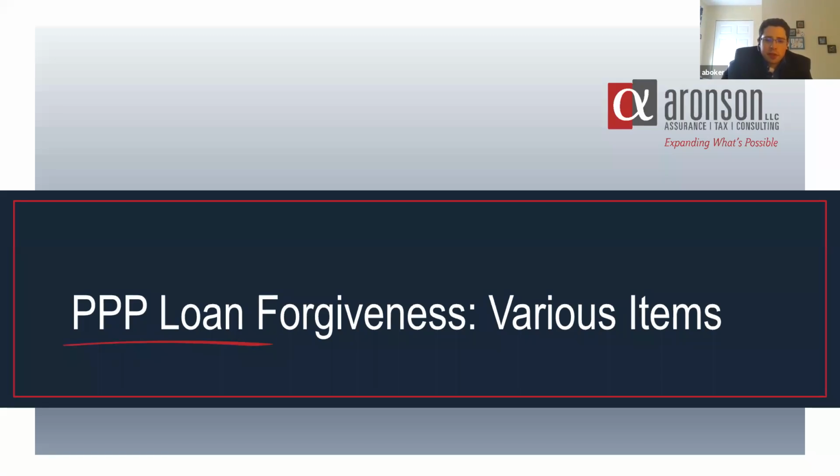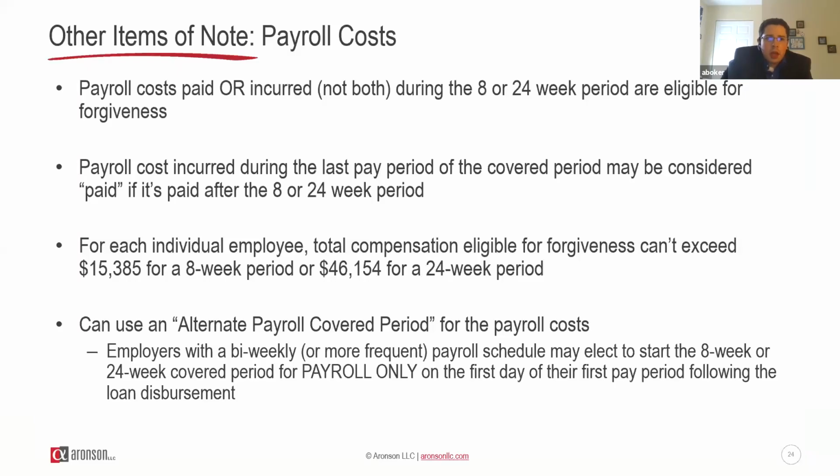And there's some other various items that came with the loan forgiveness. Payroll costs: the rule of thumb with payroll costs is it's got to be what's paid or incurred during the 8 or 24-week period. When this first came out back in late March, we initially thought that it had to be paid and incurred, and that just didn't seem practical, because a lot of times when you pay payroll, you're usually paying it for a couple weeks prior to what was accrued. So you might issue a payroll on April 15th, but it might have been for work that was done in early April, even late March, as an example.